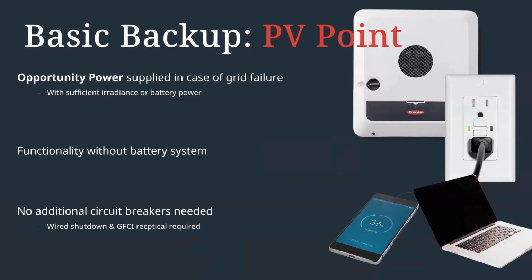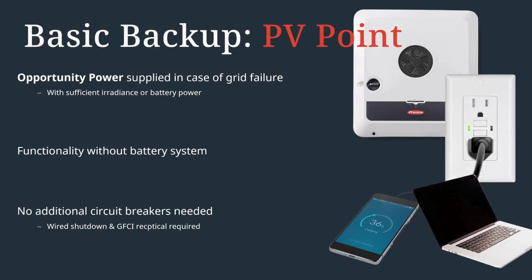With a little bit more about that PV Point Comfort here. This is opportunity power that's supplied in case of a grid failure, and it's made to power one outlet. So up to 13 amps from the inverter to this outlet, it can surge up to 15. And it's functional with or without a battery system.